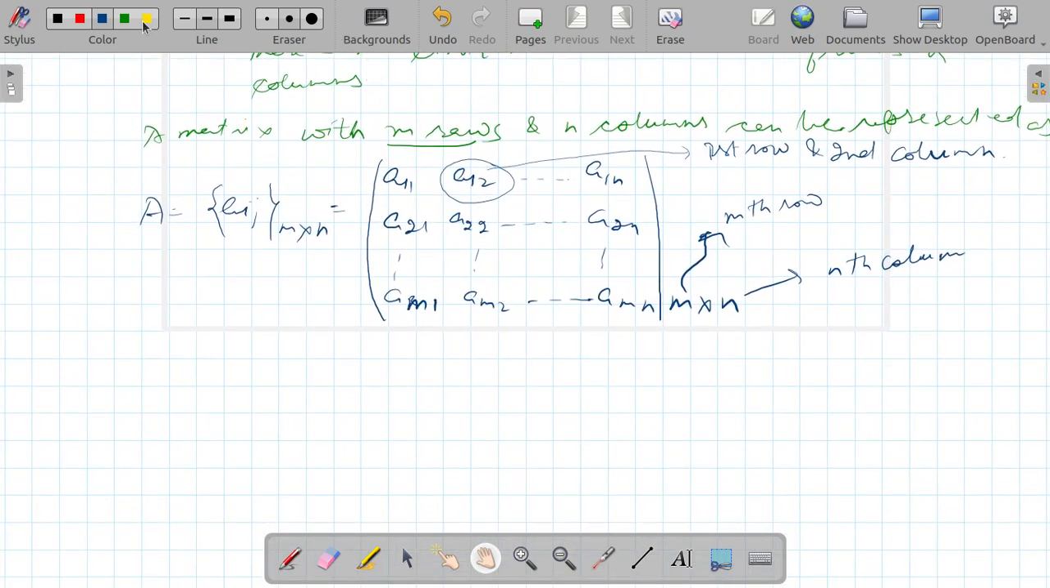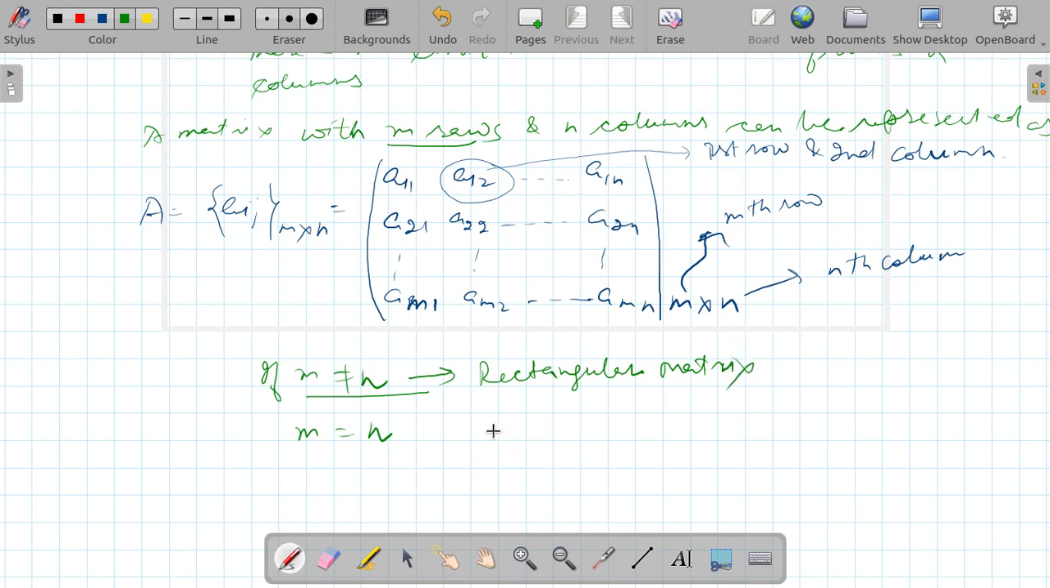Now if m is not equal to n, this case is known as a rectangular matrix, and if m is equal to n, this is known as a square matrix.